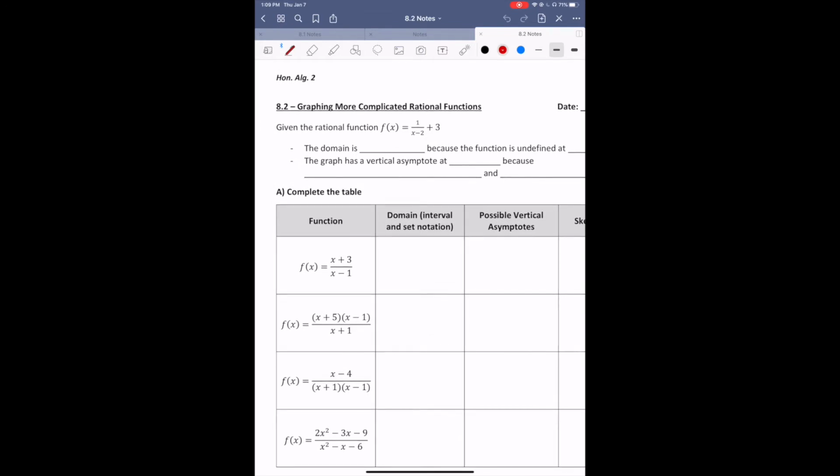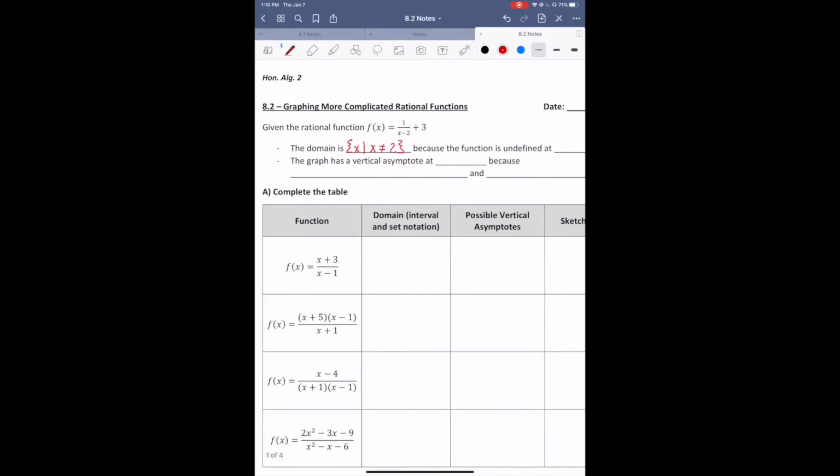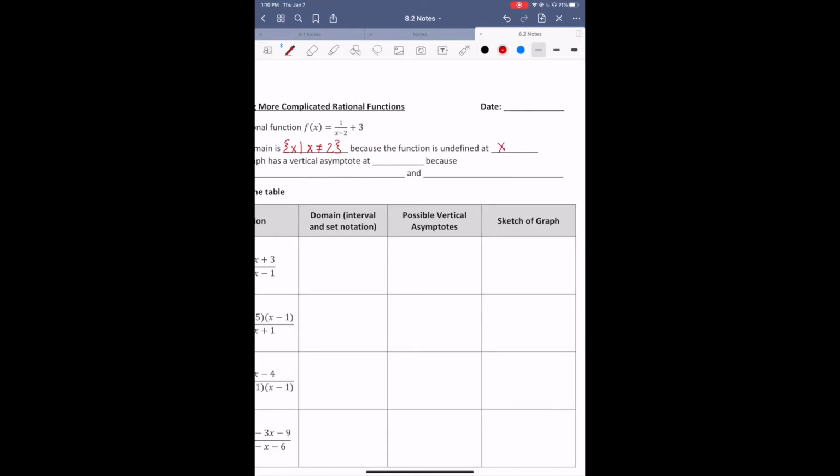Given the rational function f of x equals 1 over x minus 2 plus 3, we know that we can identify the domain based off of our h value. Okay, so in this case, our h is equal to positive 2, so we know that the domain is everything except for positive 2. And the reason for this is because it is undefined at x equals 2. Remember, this comes from our h value.